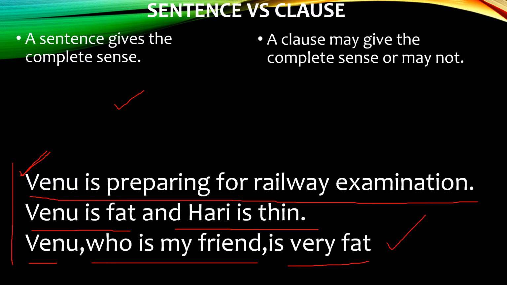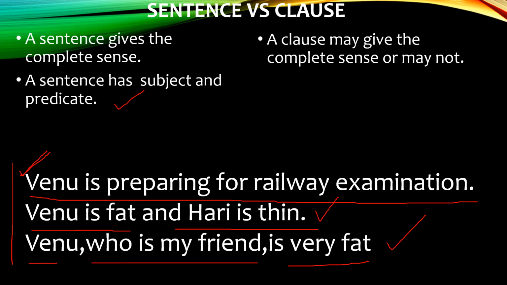What are they? Venu is very fat, that is one clause. Who is my friend? That is another clause. Here in the third sentence, Venu is very fat, that gives the complete sense. Who is my friend? That doesn't give the complete sense. In the second sentence, Venu is fat and Hari is thin, both clauses are giving the complete sense. Next one.